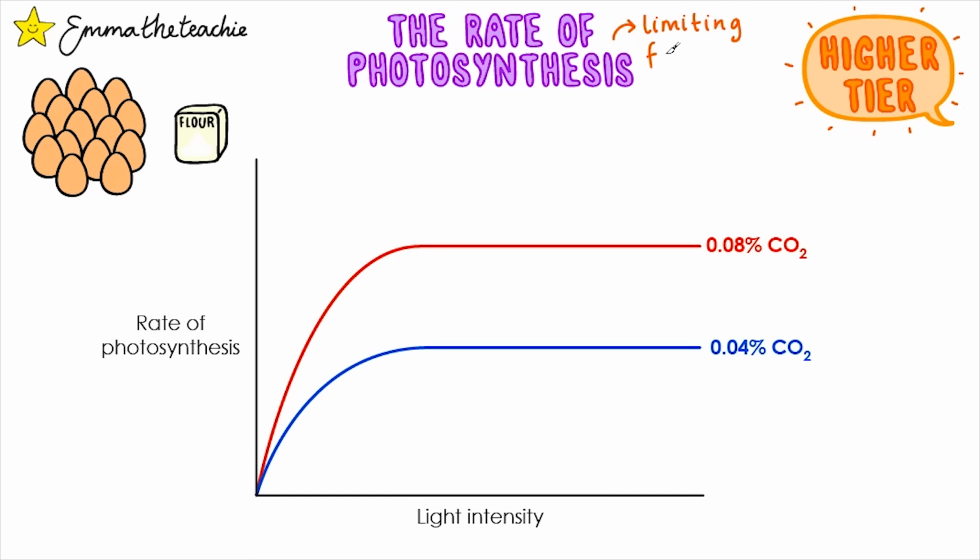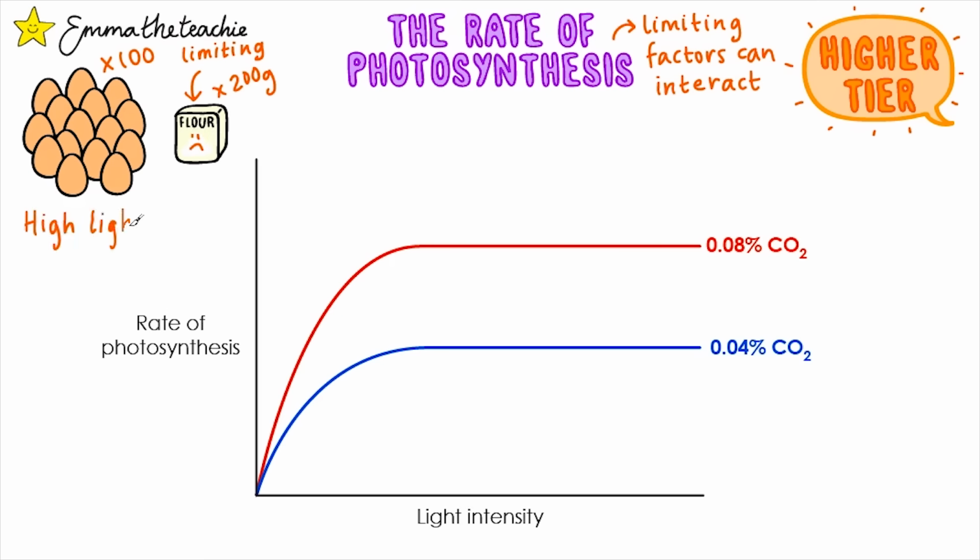So the first thing to note is that limiting factors can and do interact with each other. It's important to be able to identify which factor is limiting the rate of photosynthesis. For example, if you were making a cake and had 100 eggs but only 200 grams of flour, then the flour is limiting the size of the cake and is our limiting factor. It works the same way for photosynthesis.